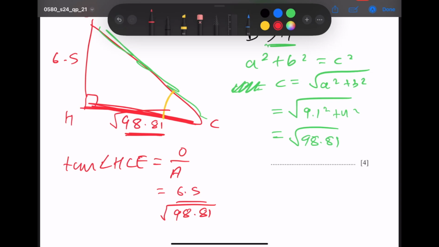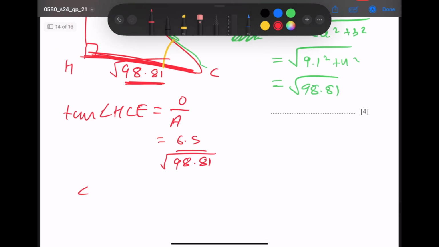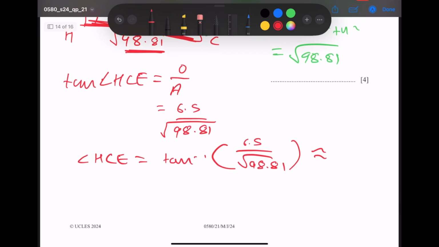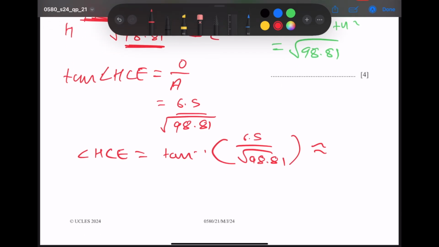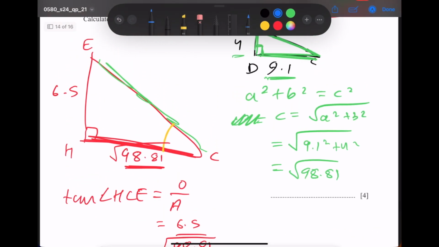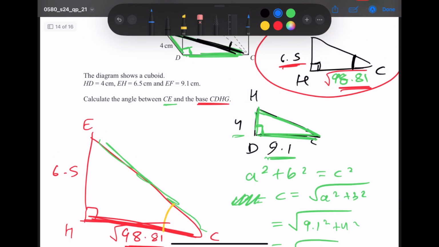So in this case, if you find HCE as tan inverse of 6.5 divided by root of 98.81, you would get approximately 33.2 degrees rounded to 1 dp. So 33.2 degrees.